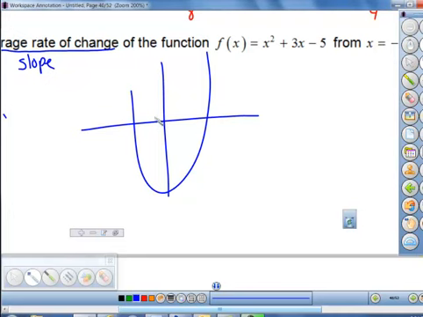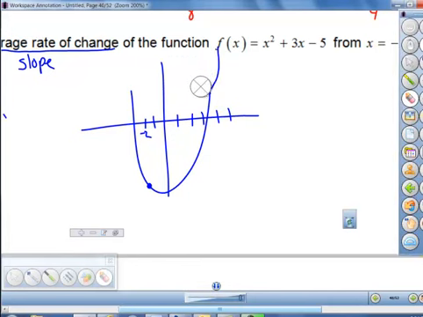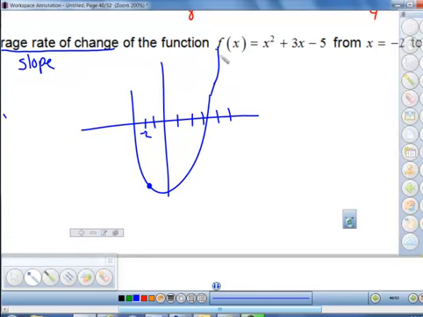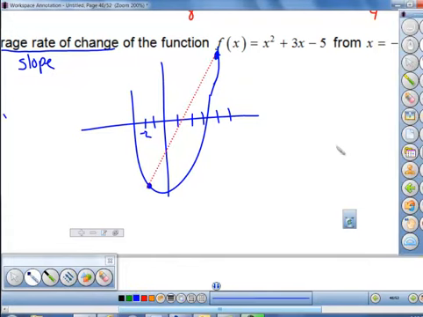We need to look at what it looks like at negative 2. So here's negative 2, and we'll say this is 1, 2, 3, 4, 5 or something. And then at 5, which is way up here. So we want to know, basically, what is the slope of this line right here? We could do rise over run, or we could just say, what is this ordered pair, and what is this ordered pair, and use the slope formula.